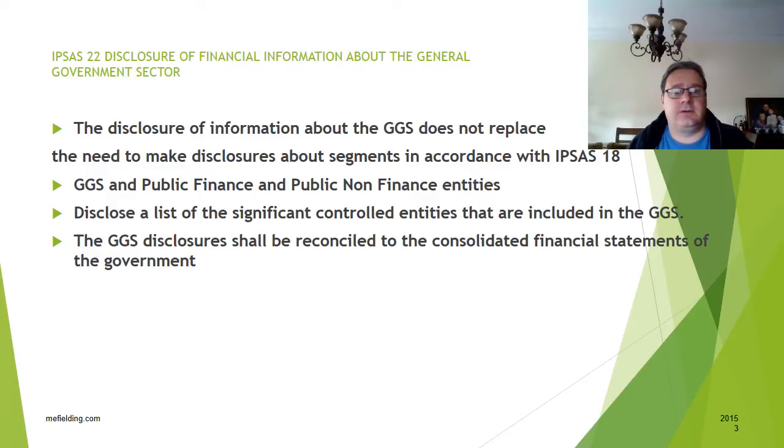Disclosure listed as significant controlled entities that are included, right? That's a very broad phrase. What is significance? What is control? There are definitions within the different standards, but it's quite difficult. And then, of course, the hardest part, which is the reconciliation. What goes in the reconciliation?